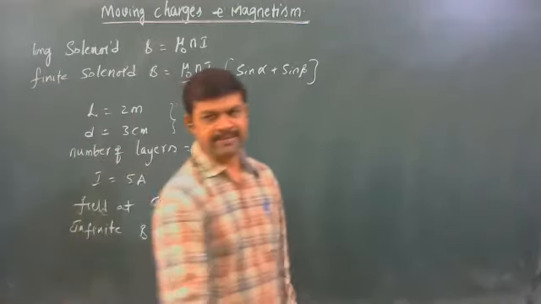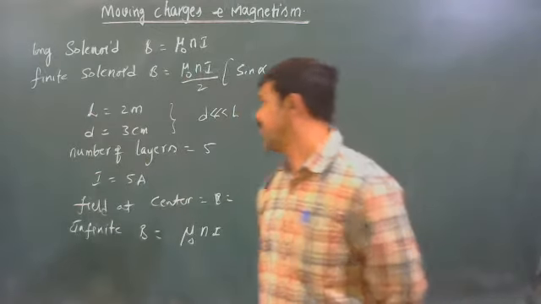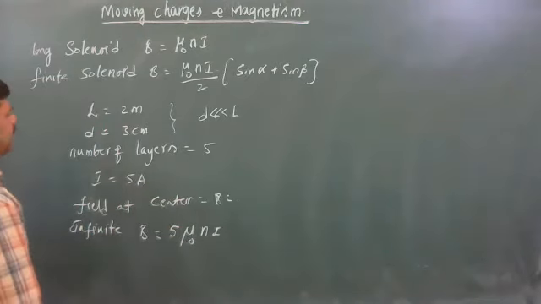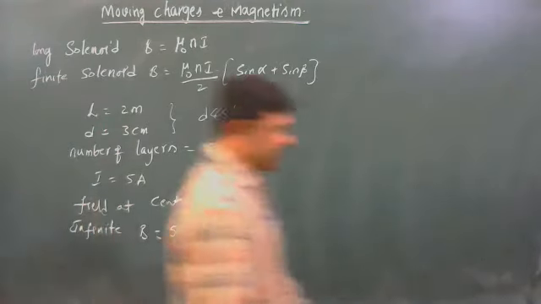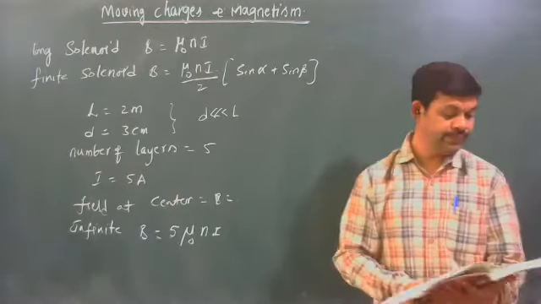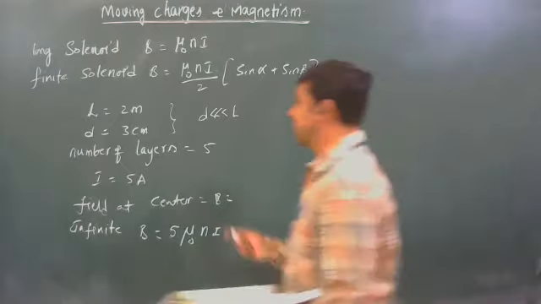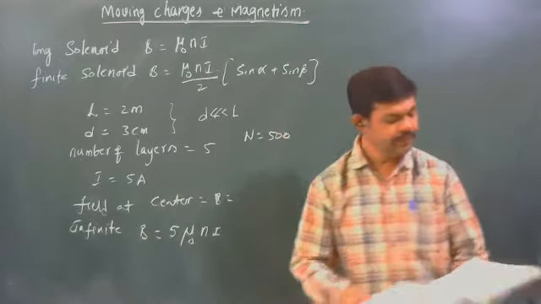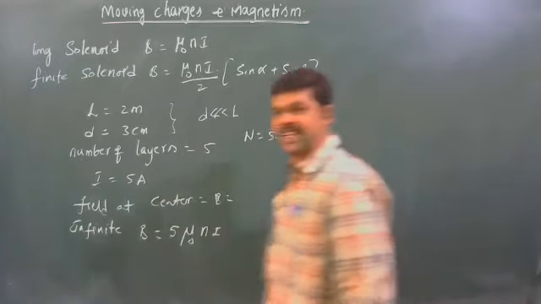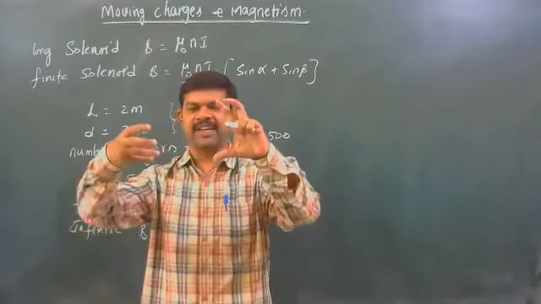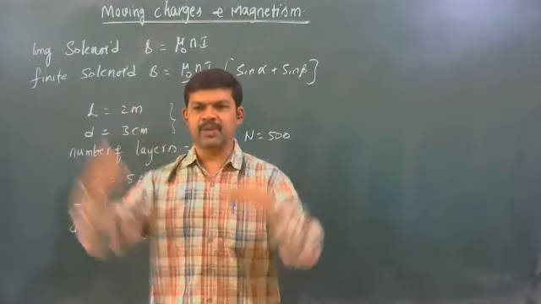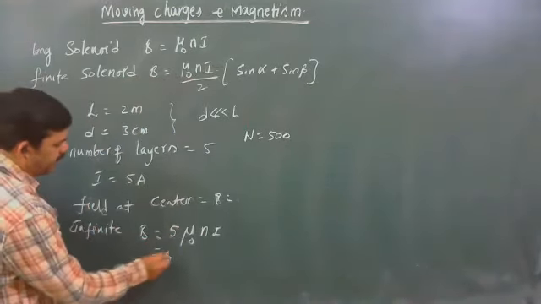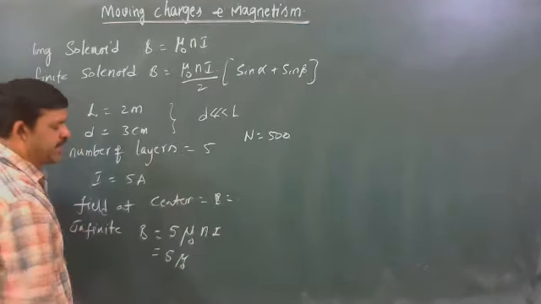How many layers are there? 5 layers. And is there any number of turns given? Number of turns is 500. Yesterday I told you 2 layers. One solenoid is enclosed in another, like one on the other. So those are called layers. Like here, 5 layers. See, 5 mu naught.